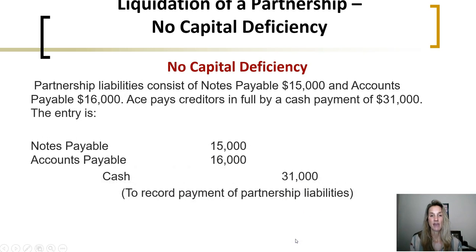Now that all of the cash is accumulated, all of the liabilities of the partnership are paid off. The two creditors are notes payable and accounts payable, debiting those accounts as they are paid off, crediting cash for the cash used to pay off the partnership liabilities.